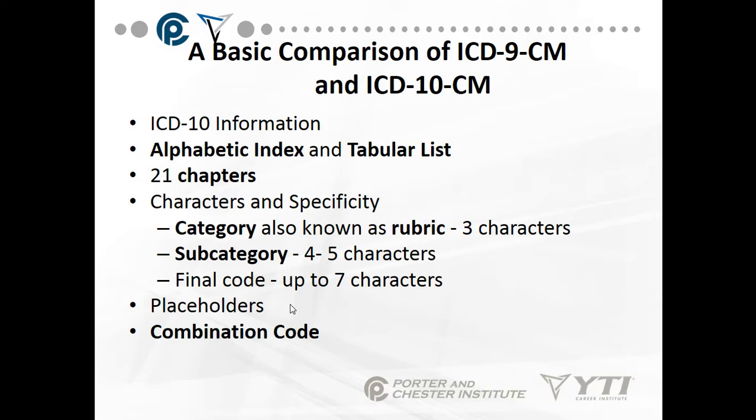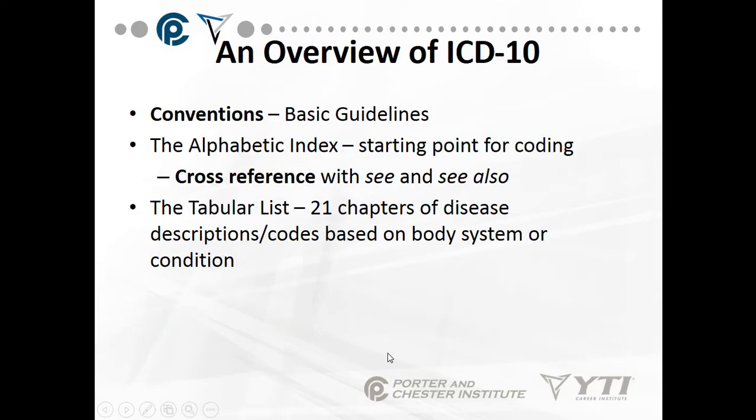We have combination codes. It used to be you would diagnose strep throat as one code and streptococcus A as the causative factor. Now they have a combination code that says sore throat or pharyngitis due to streptococcal A infection. That's a combination code. We have conventions known as basic guidelines, and in the beginning of every chapter in the ICD-10 code book, there are basic guidelines to tell you how to code. Again, the alphabetic index is a starting point for coding.